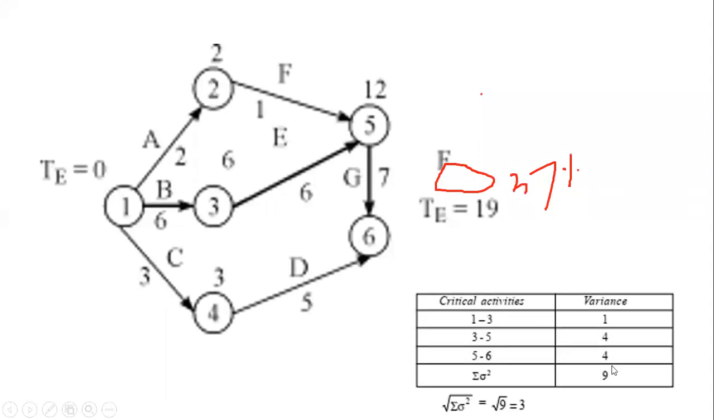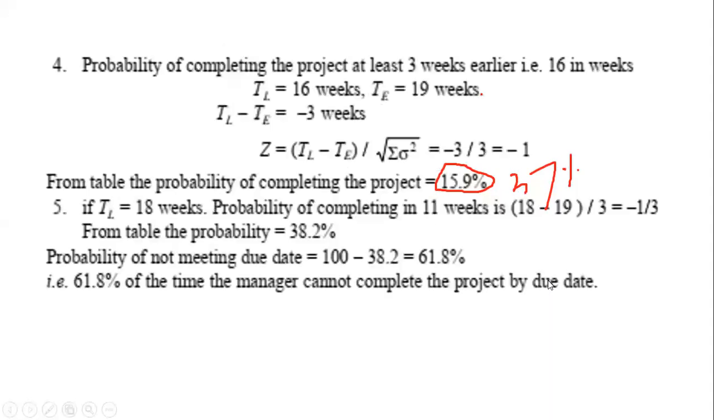So we have to sum these up, which is 9. Then we take the root of 9, that is 3. So the sigma value is 3. That value we have to put here. TL expected is 16 weeks. TE total weeks, that is 17. Here it is coming 17. You can write it down here. I don't have this particular pen, but I will try. So how can you write it here?